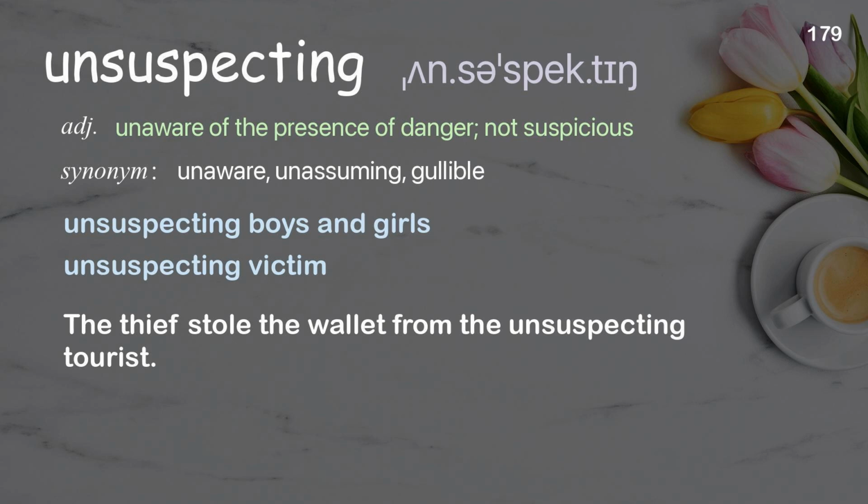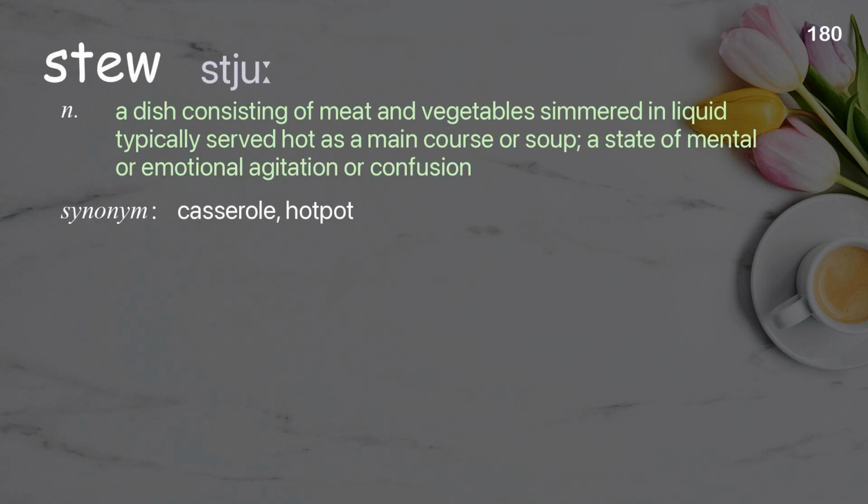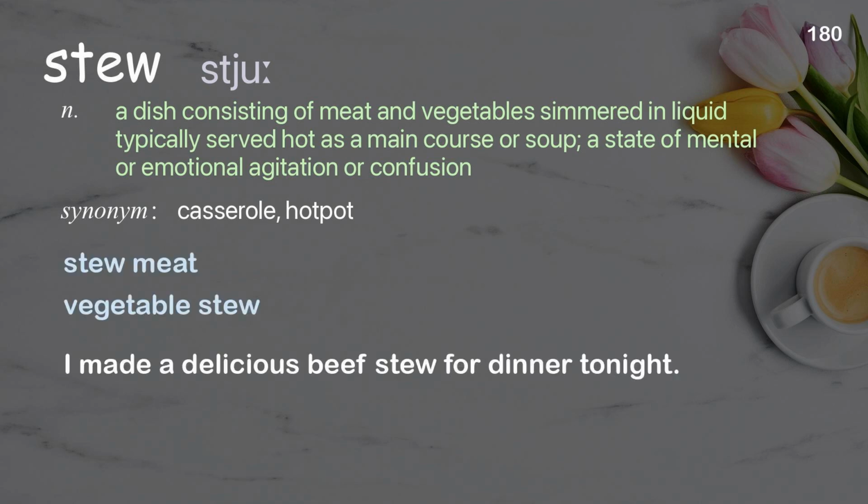Stew. A dish consisting of meat and vegetables simmered in liquid, typically served hot as a main course or soup, a state of mental or emotional agitation or confusion. Examples: Stew meat, vegetable stew. I made a delicious beef stew for dinner tonight.